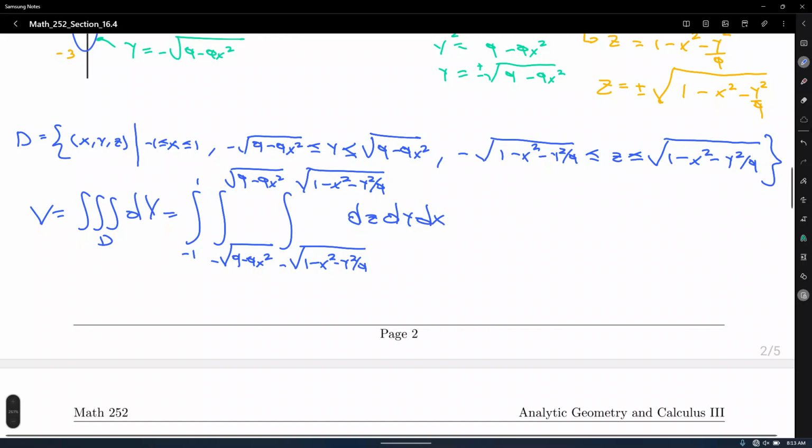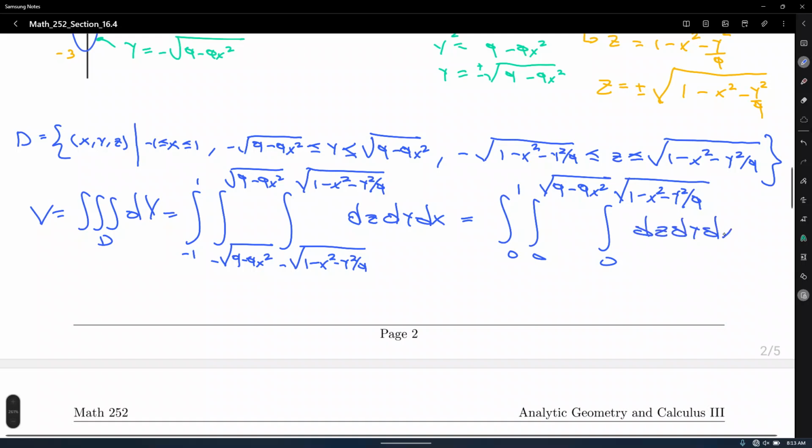Is there an easier way or a more compact way to express this triple integral? Yes, there is. What if instead, check this out, we integrate between 0 and 1, between 0 and the positive radical, and between 0 and the square root of 1 minus x squared minus y squared over 9. All right? dz, dy, dx. Okay, so notice I put zeros for the lower limits of integration.